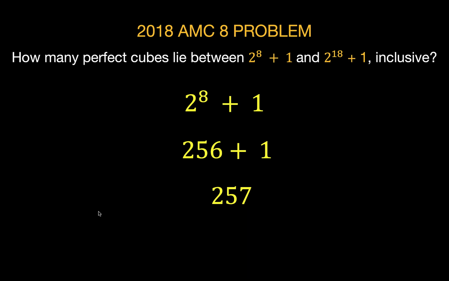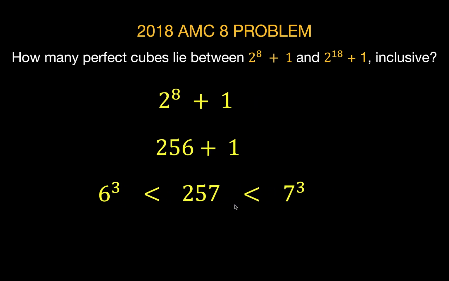Now let's look at what are the perfect cubes that are close to 257. Notice that 6 to the third is equal to 216 and 7 to the third is equal to 343. So clearly 257 is between 216 and 343. And so we now say that 6 cube is less than 257, which is also less than 7 cube. We are particularly interested with this 7 cube because this is the nearest perfect cube that is slightly greater than 257, which is our lower boundary.